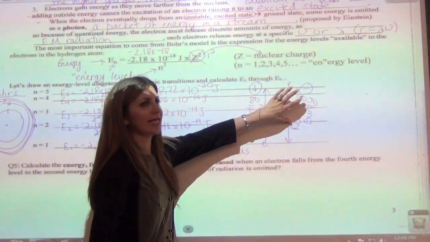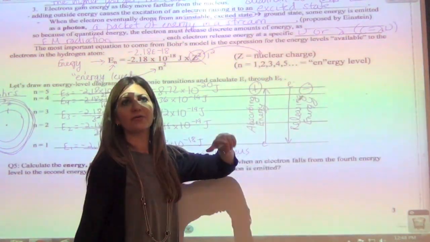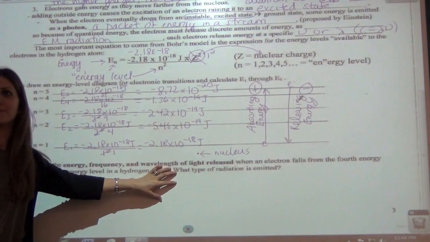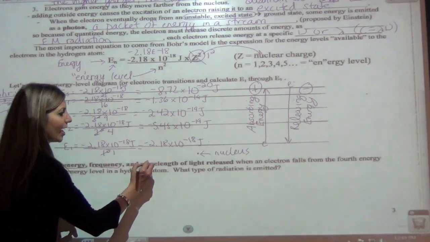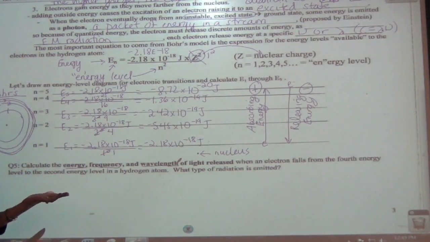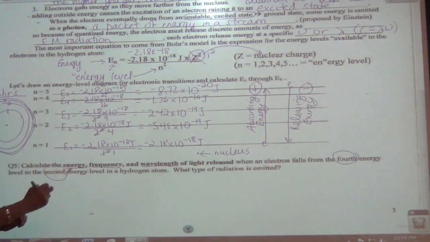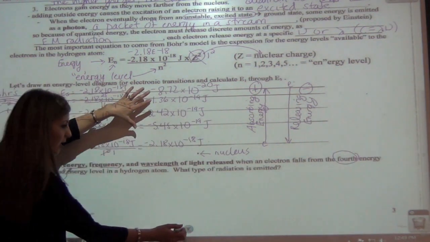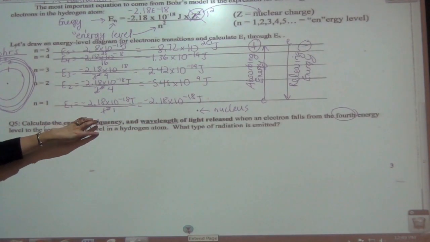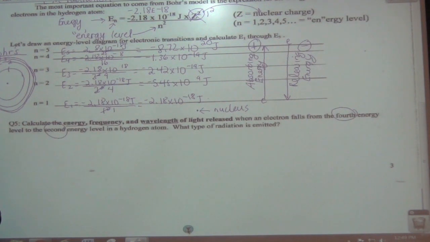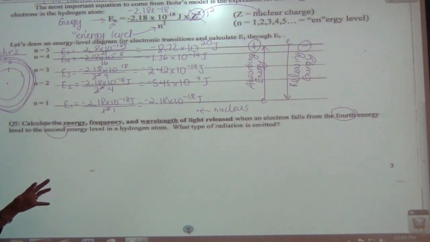So if we can calculate where the electron is falling from and to, then we can figure out what kind of radiation it is. And that's what this problem is going to ask us. Okay, so it says, calculate the energy, the frequency, and the wavelength of light released when an electron falls from the fourth energy level to the second energy level. Imagine none of this above this problem were there. Just focus on the problem for a second. What's wrong with this problem? There are no numbers. The only thing they're giving you is 4 to 2. That's all they're giving you, okay?